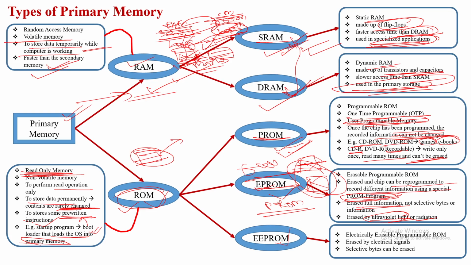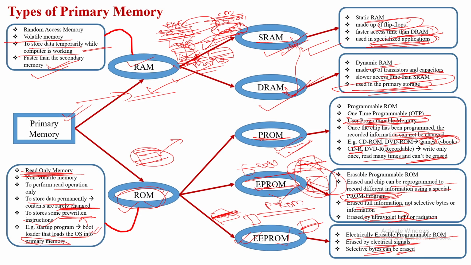Now EEPROM, electrically erasable programmable read-only memory. Electrically means it is erased by electric signals, and selective information can be erased. Here we have the facility to erase selective information. Just like with two pages, suppose on the first page there is a mistake in only one line. Here you can erase only this selective data and reprogram it, right? So this is the best one.